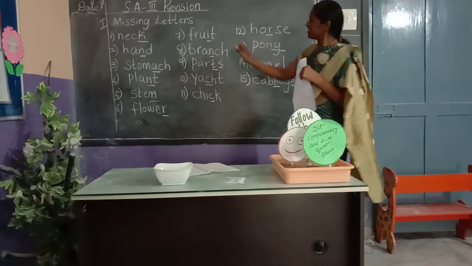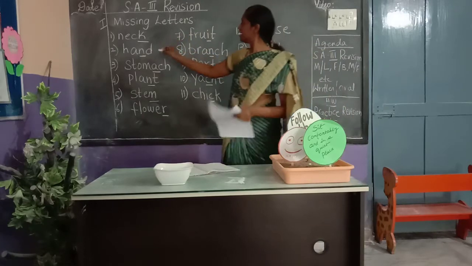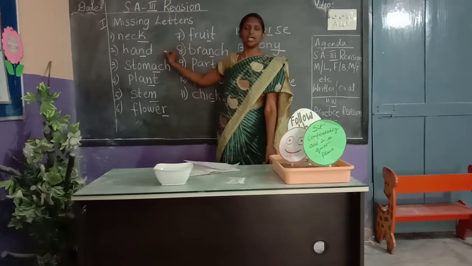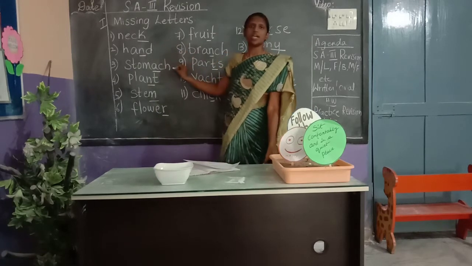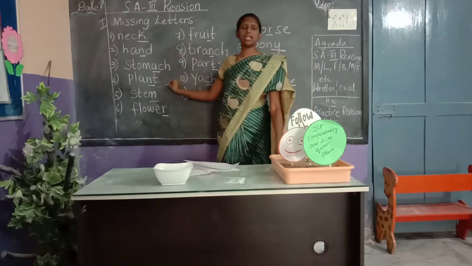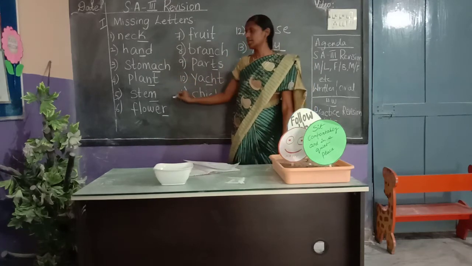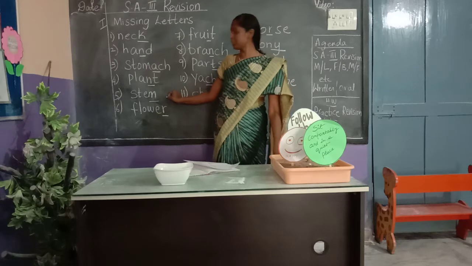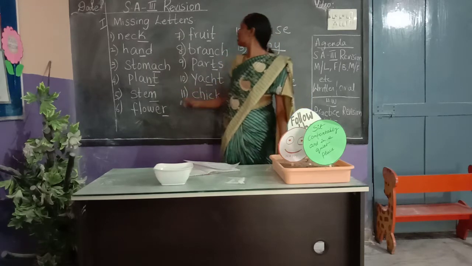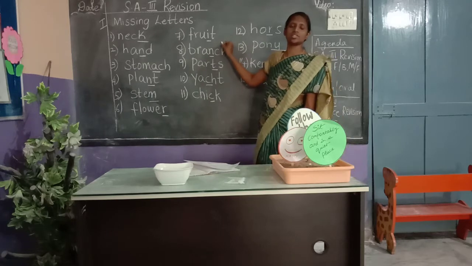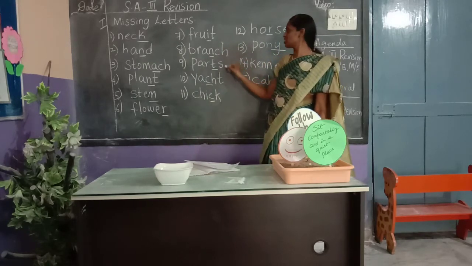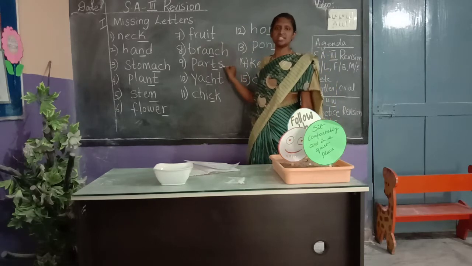Shall we say the orals now? N-E-C-K, neck. H-A-N-D, hand. S-T-O-M-A-C-H, stomach. P-L-A-N-T, plant. S-T-E-M, stem. F-L-O-W-E-R, flower. F-R-U-I-T, fruit. B-R-A-N-C-H, branch. P-A-R-T-S, parts.